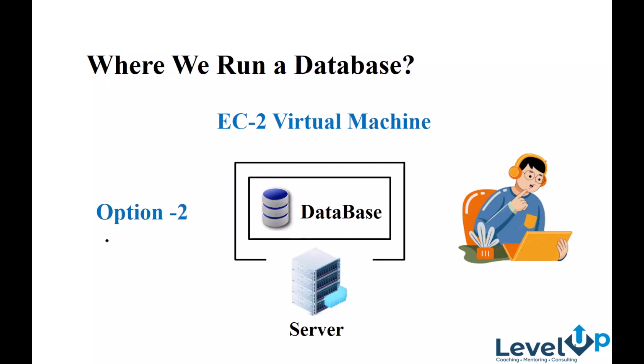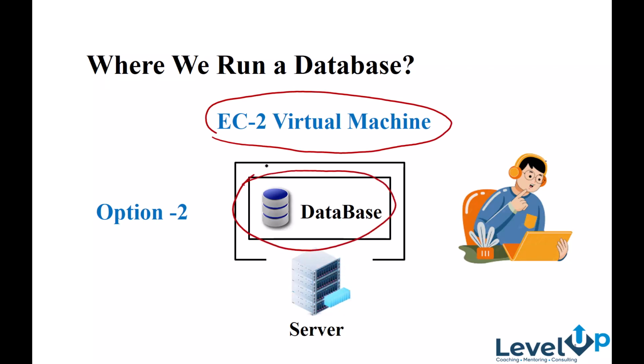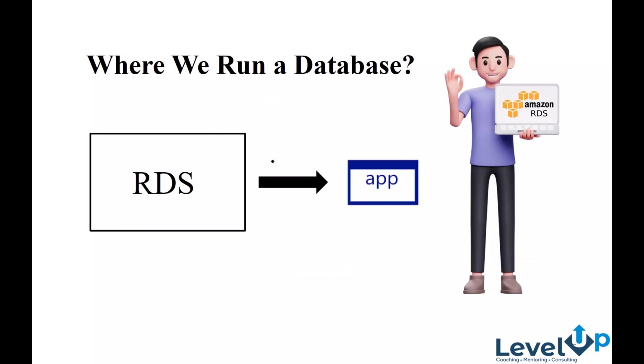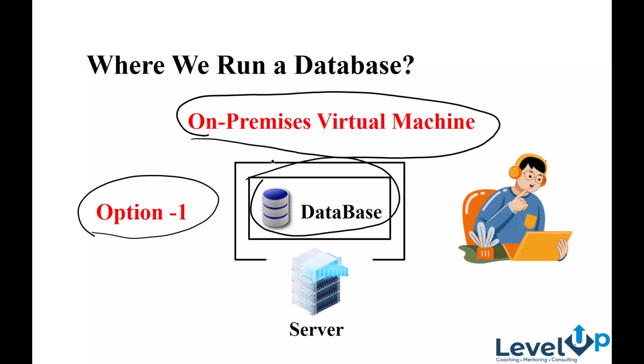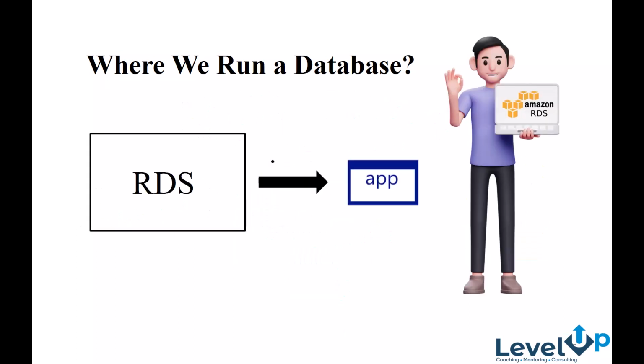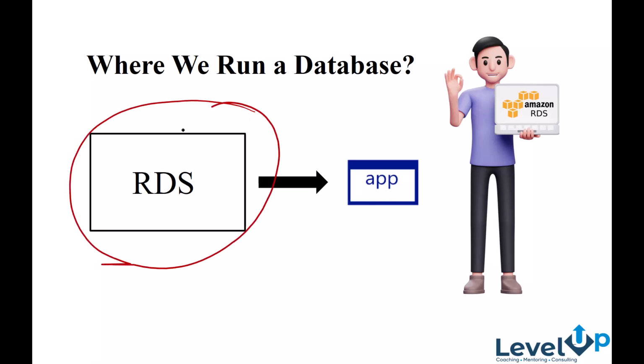Now option two, we can install a database on an EC2 virtual machine. That means we can purchase an EC2 virtual machine from AWS, and on top of that, we can configure or install the database. This is option two. Now the third option is that we can use the service that I was telling you about. The service is called RDS from Amazon. No need to configure, no need to install, no need to purchase any server. Create an RDS database from AWS and directly connect with the app and start storing your data.